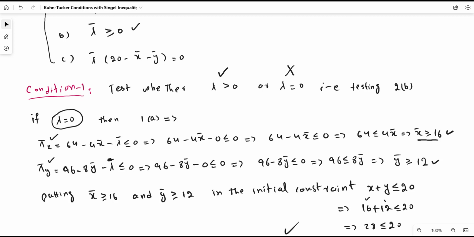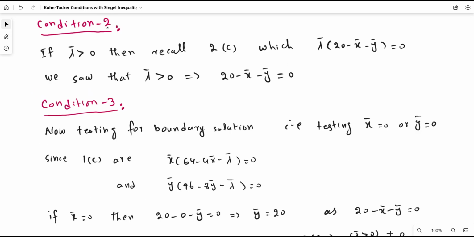So what we do is, for condition 1 verification, you have to test whether lambda is greater than 0 or it is equal to 0. It is confirmed. Turn to the second condition. We know that this is 2c, right? It is already clear that 2c says either lambda bar or this constraint is equal to 0. But since it is confirmed that lambda is greater than 0, definitely the constraint is equal to 0. So 2c is also confirmed, and we conclude that the constraint is equal to 0.